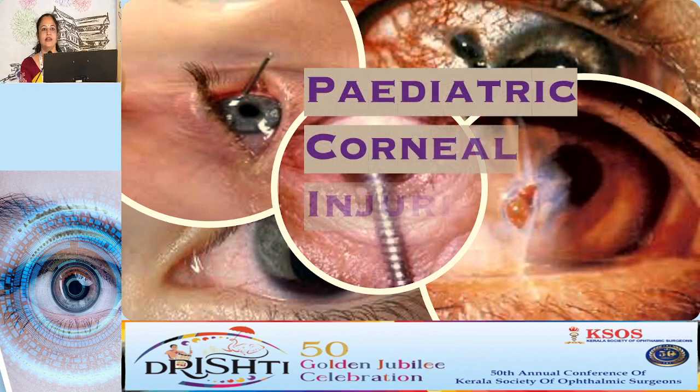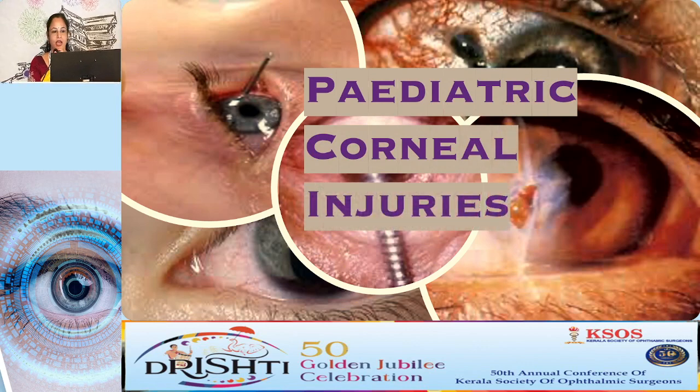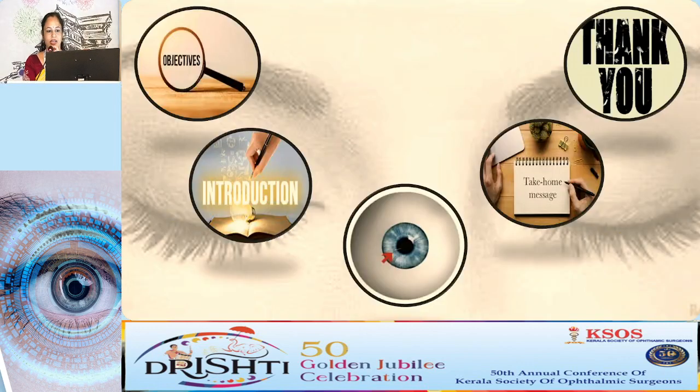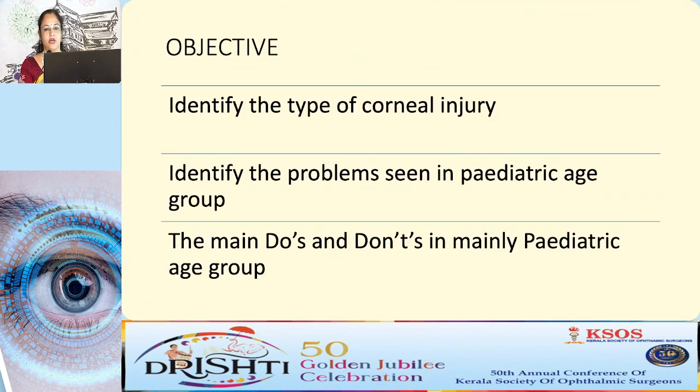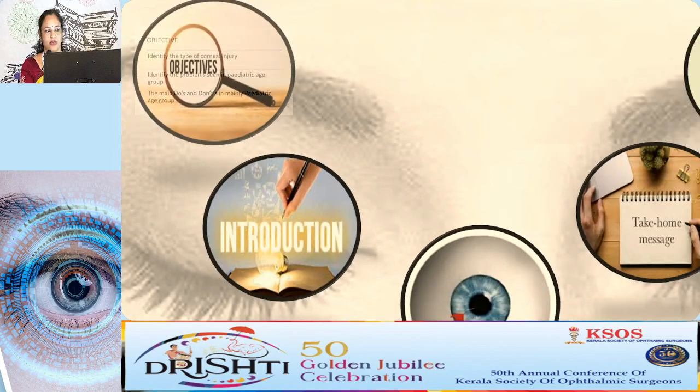So, corneal injuries in adults, as such, is a challenge, and pediatric corneal injuries is furthermore. So, let's see how we manage. I'm going to talk regarding my presentation under the following headings. Why do you need to know about pediatric corneal injury? First of all, identify which type of corneal injury it is. It would be greatly appreciated if you identify the problems seen in the pediatric age group, and what are the main do's and don'ts that we have to think of as a general ophthalmologist in managing a pediatric corneal trauma.